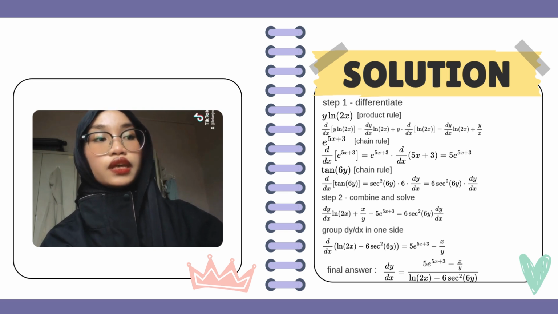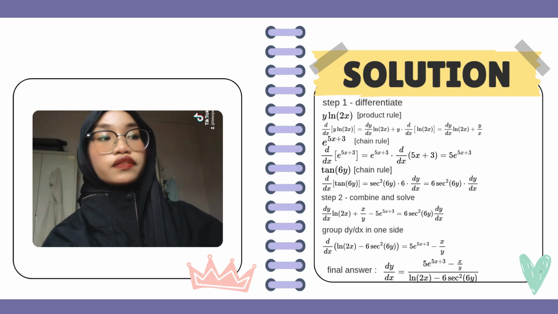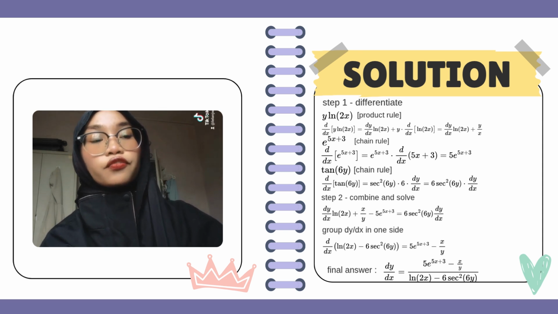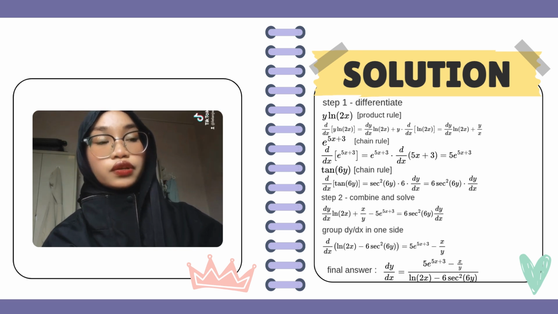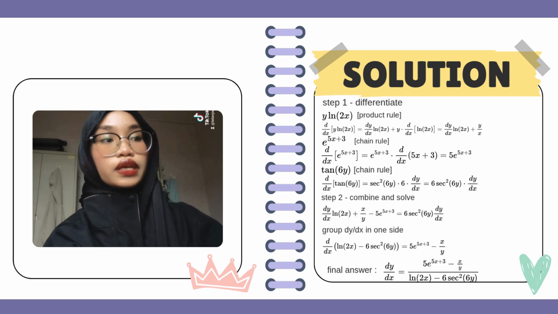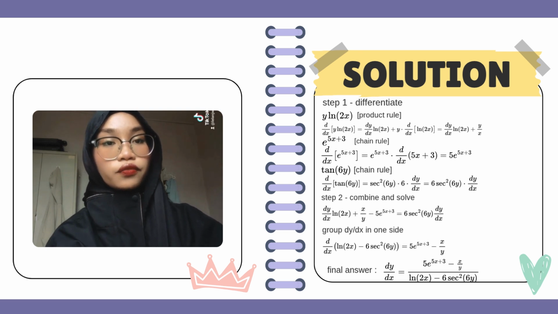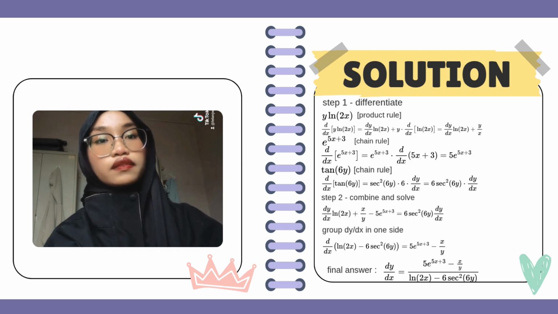So it will be dy dx times (ln 2x minus 6 secant squared 6y) equals 5e power of 5x plus 3 minus y over x. So the final answer will be dy dx equals 5e power of 5x plus 3 minus y over x, over ln 2x minus 6 secant squared 6y.